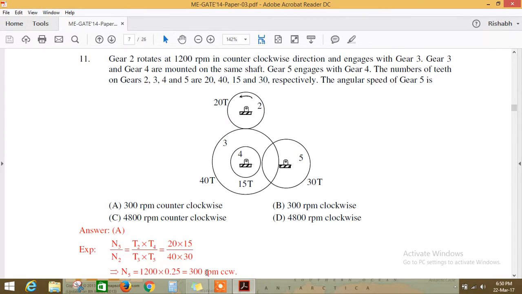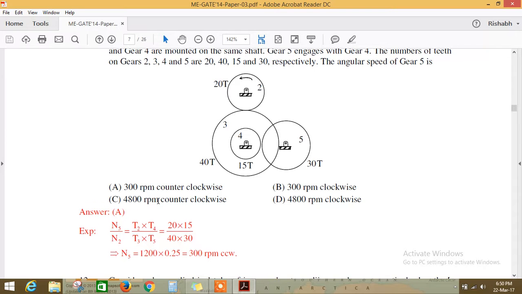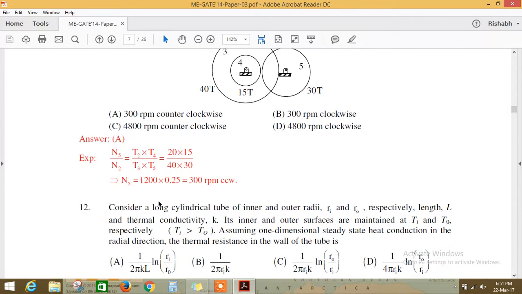Now how to check the directions, because both the options are there, 300 rpm counterclockwise and clockwise also. So this gear 2 is going to rotate with counterclockwise direction, so gear 3 with clockwise, so gear 4 also with clockwise, and gear 5 with counterclockwise. So option A is correct. Okay, now let's go to the next question.